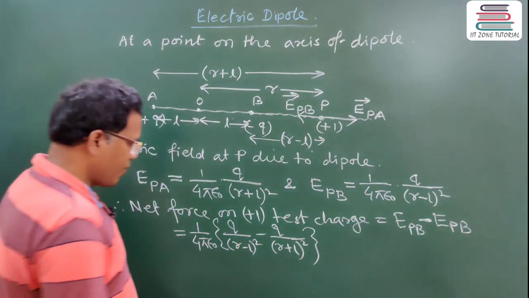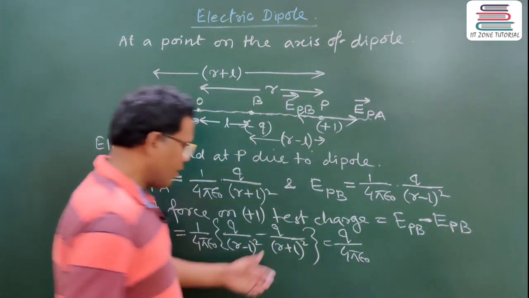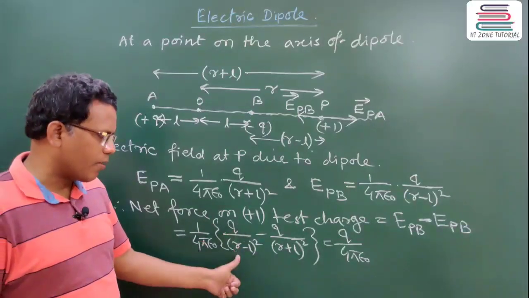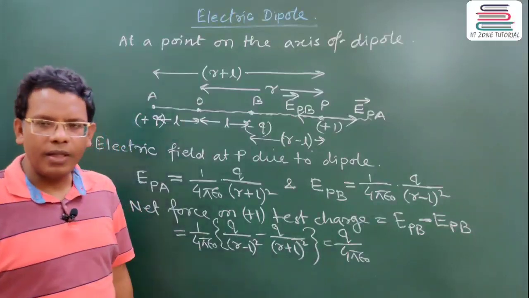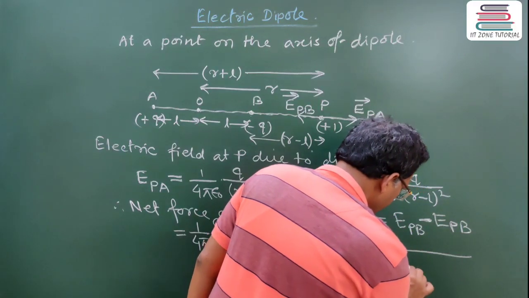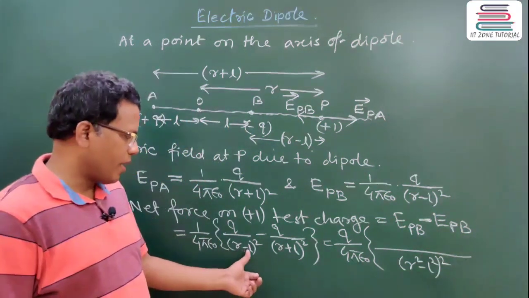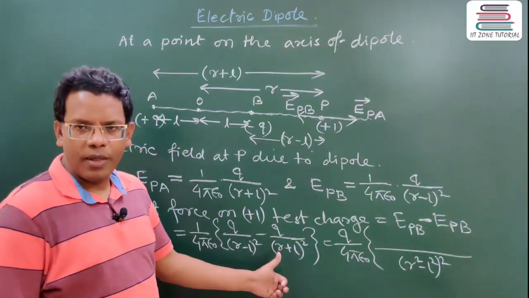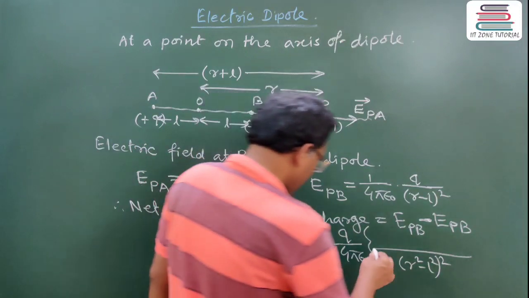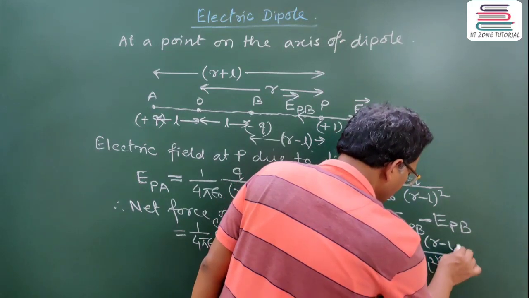From where we can further take Q common, so it is Q divided by 4 pi epsilon 0, and once we take Q common, the terms which remain are 1 by (R minus L) whole square minus 1 by (R plus L) whole square. If we simplify that, we will get (R square minus L square) whole square, because (A minus B) into (A plus B) is A square minus B square, that into power 2, and finally it will be (R plus L) whole square in numerator minus (R minus L) whole square.